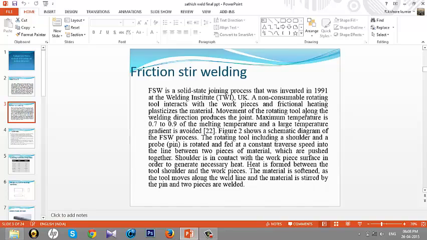Friction stir welding is a solid state joining process. It was invented in 1991 at The Welding Institute, UK. The welding direction produces the joint. Maximum temperature is 0.7 to 0.9 of the melting temperature, and a large temperature gradient is avoided.